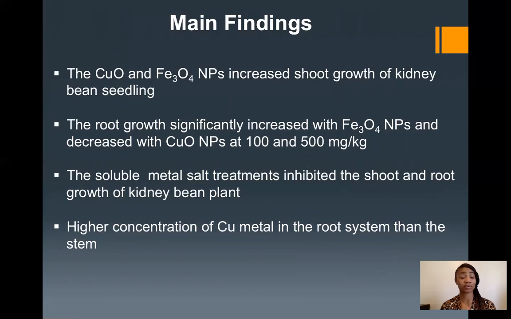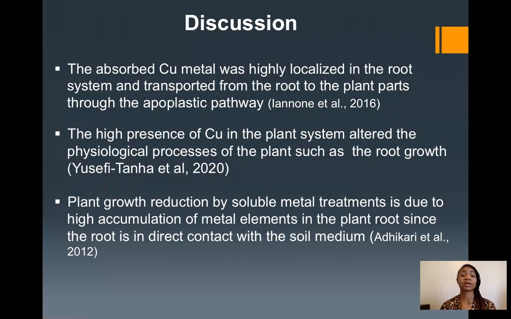And also we found a higher concentration of copper metal in the root system than in the stem. The absorbed copper metal was highly localized in the root system and transported from the root to the plant parts through the apoplastic pathway. And this high presence of copper in the plant system could have altered the physiological processes of the plant, such as the root growth.